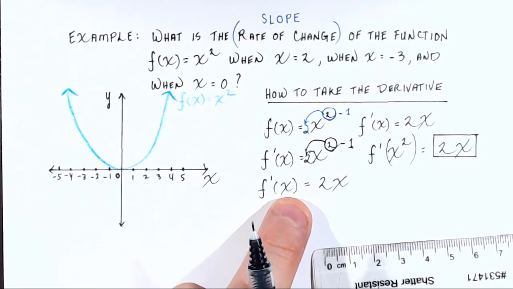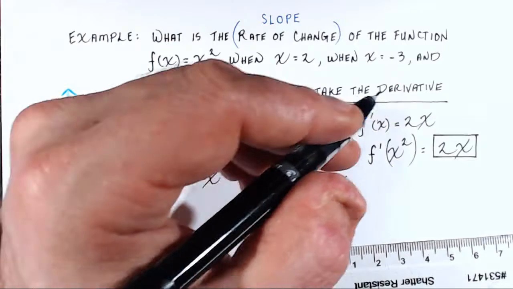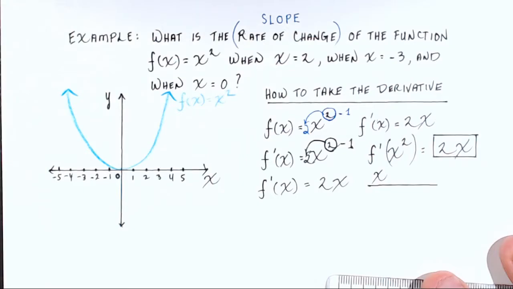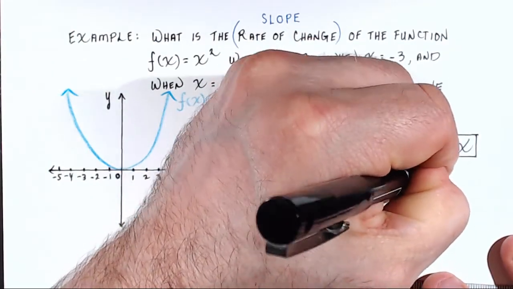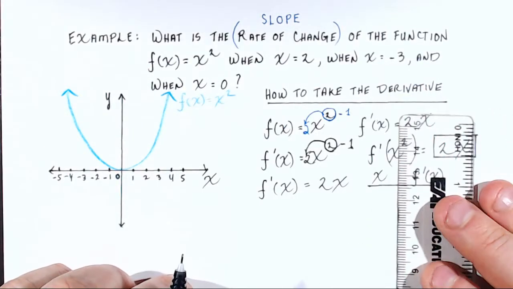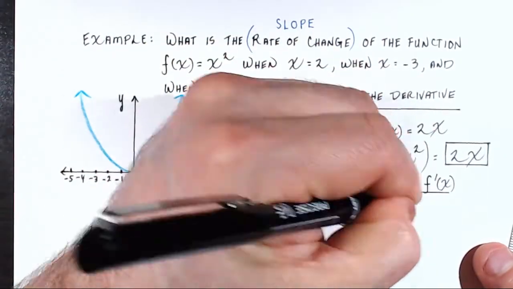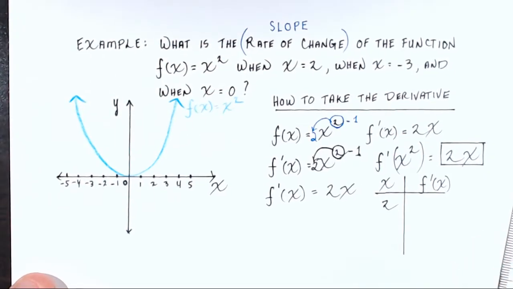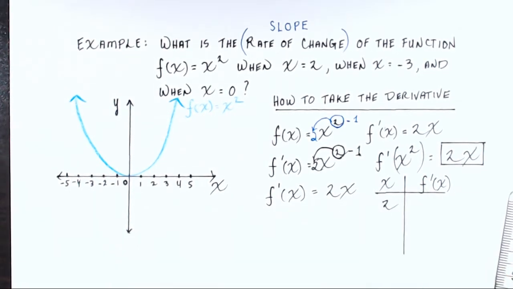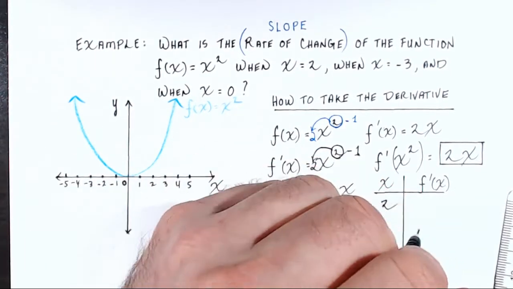It says, what about when x is 2? What about when x is negative 3? What about when x is 0? So we'll make a little table. This is the x value column, and this is the f prime x column. So the first one was 2. So when x equals 2, what is f prime x? In other words, when x equals 2, what is the slope of the quadratic function?